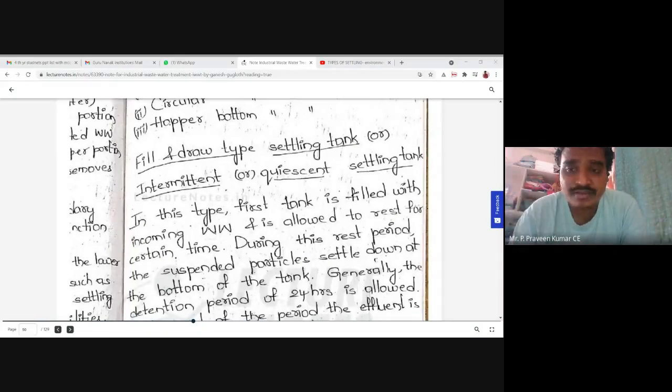At that time, if the water is not disturbed for some time, then automatically the particles which are present in the water slowly come to the bottom of the tank and settle there, and the remaining water will be fed into the next settling tank. Okay, that is about the fill and draw type settling tank.